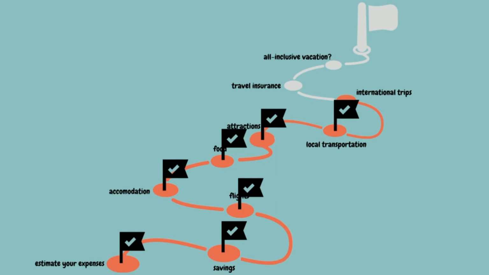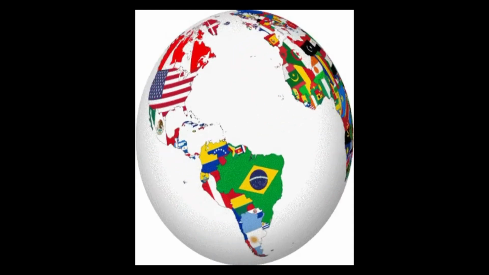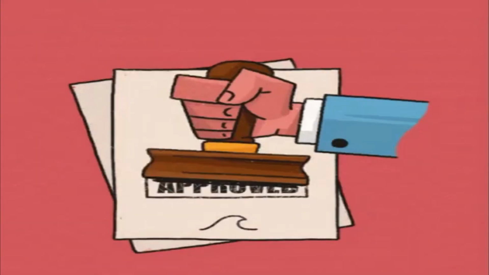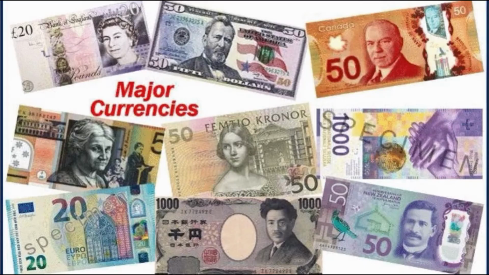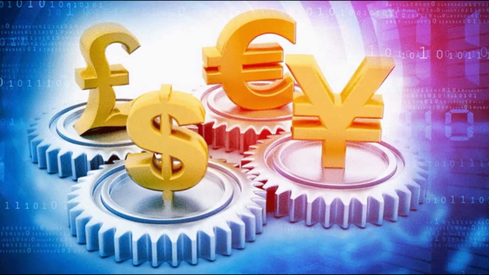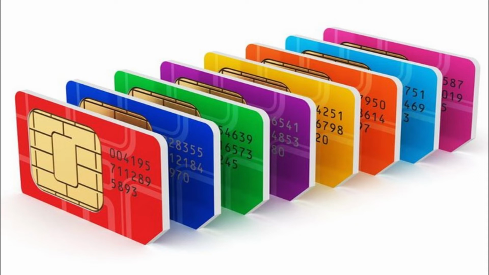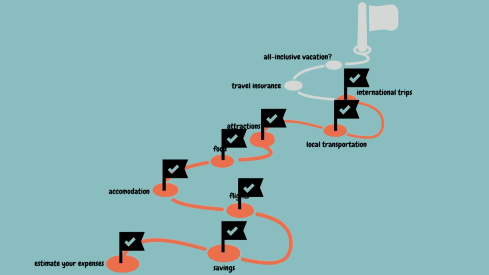When it comes to traveling internationally, there are a few specific items that you may need to consider in your budget. This includes expenses like visa and exchange rates for currency conversion. Consider purchasing a local prepaid SIM card which can cost significantly less than the international roaming fees charged by most of the cell phone companies.